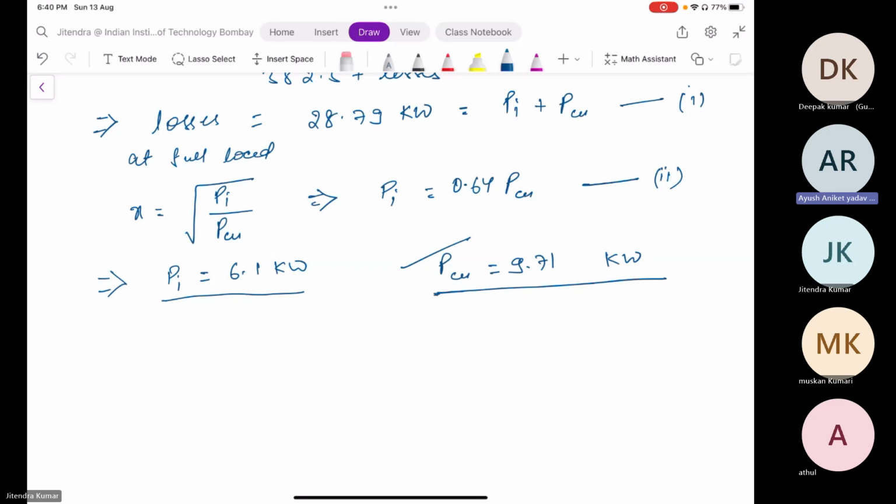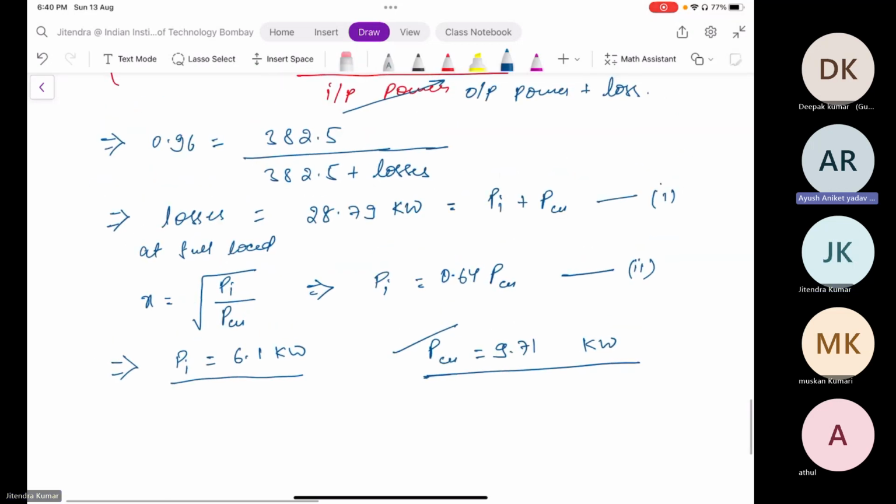Sir, there is the first equation. Pi plus PC is equal to 28.79 we get, okay? And instead of Pi, we put the 0.64 PC plus PC. Is this value correct? I doubt this value might be wrong. Yes, sir, it is wrong.